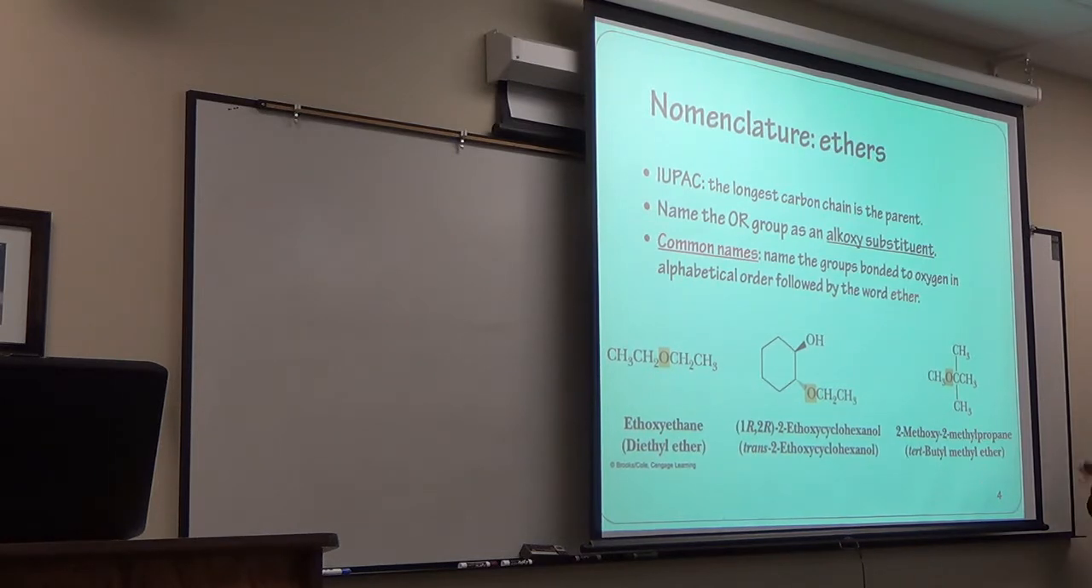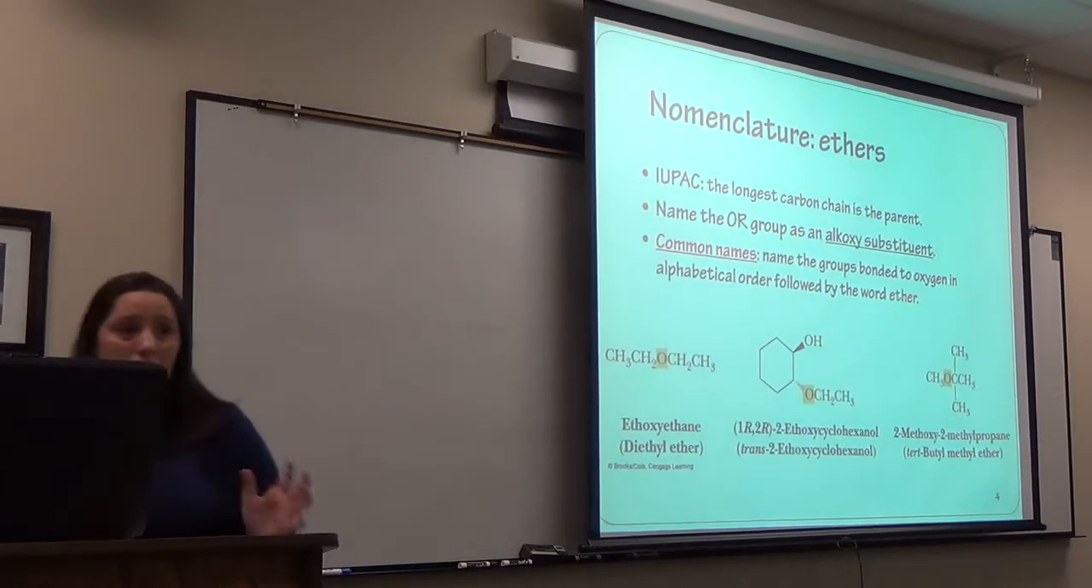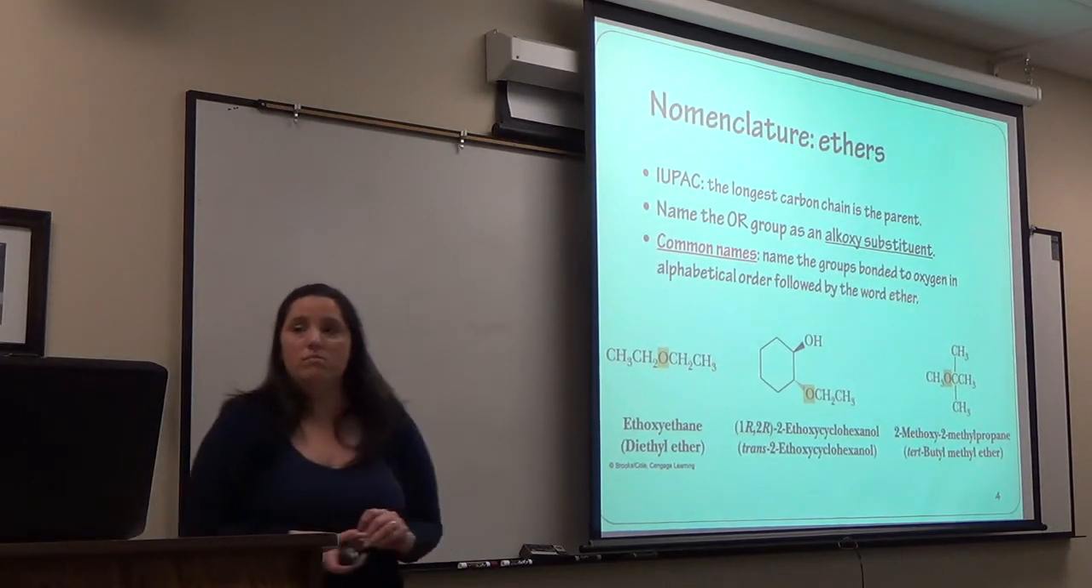Okay, so whichever one you want, to me either is acceptable. Now, on ALEKS, if it says IUPAC, then you have to do the alkoxy. They don't accept both. But on the exam, I will accept whichever one you want to do. Does that make sense? How to do the naming?